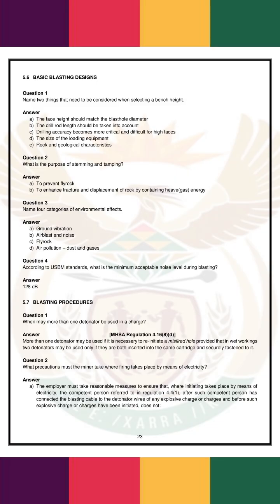(5.6) Basic blasting designs. Question 1. Name 2 things that need to be considered when selecting a bench height. A. The face height should match the blast hole diameter. B. The drill rod length should be taken into account. C. Drilling accuracy becomes more critical and difficult for high faces.